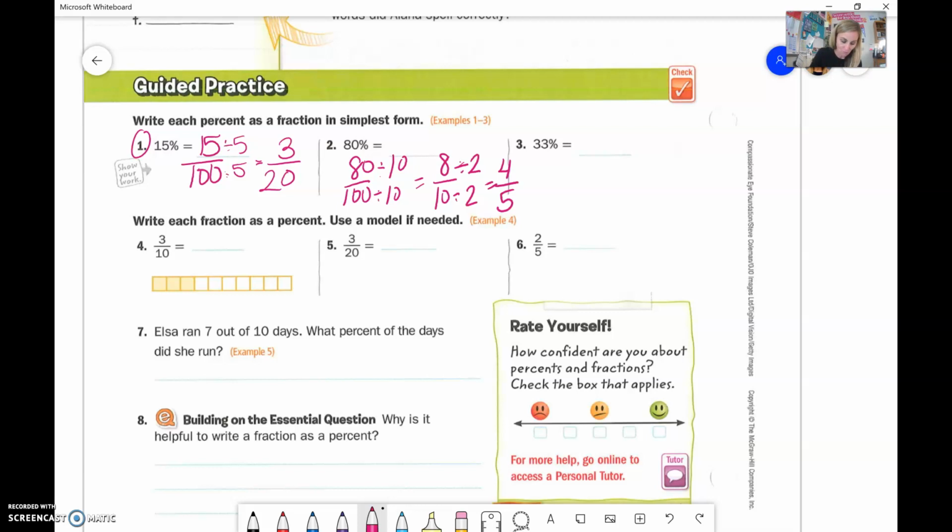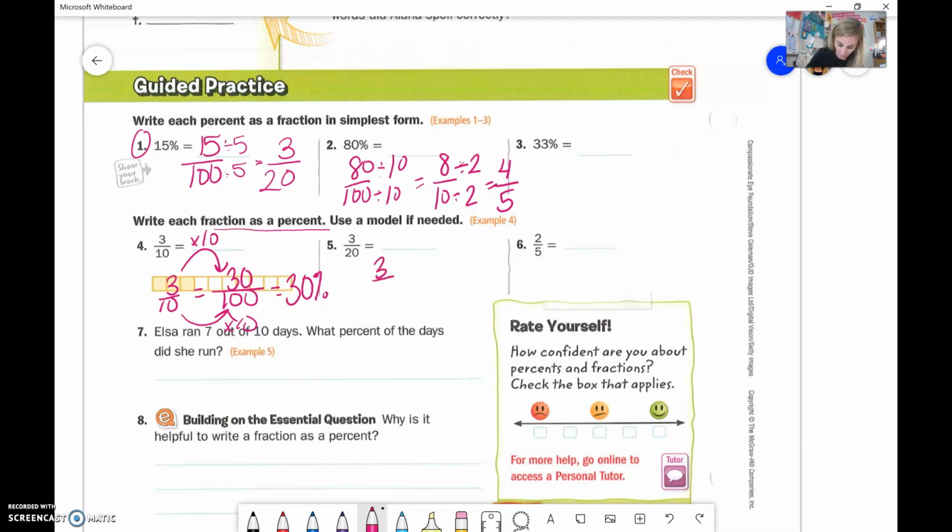All right, the next one, let's take a look at how we go from a fraction to a percent. So 3/10, and I want to make it an equivalent fraction with a denominator of 100. So how do I get from 10 to 100? I can multiply by 10. Whatever I do to the bottom, I have to do to the top. So 3 times 10 is 30. So 30 hundredths, percent means out of 100, means that it is 30%.